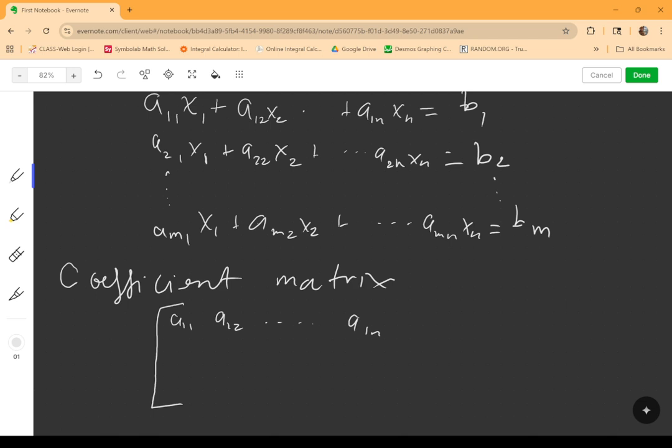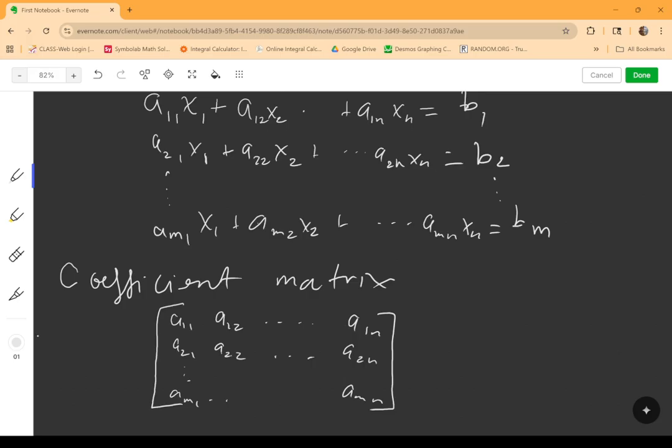A1n, A21, A22, A2n, etc. We got A M1, another way of writing A M N.